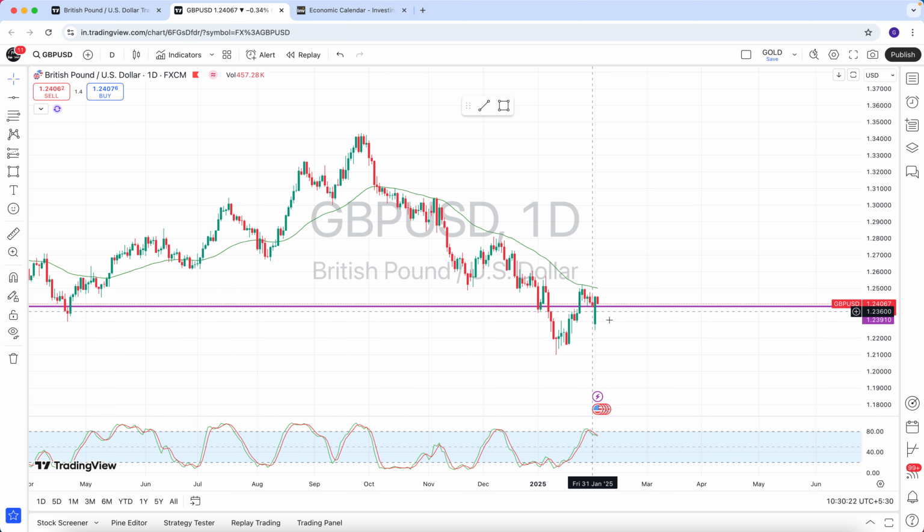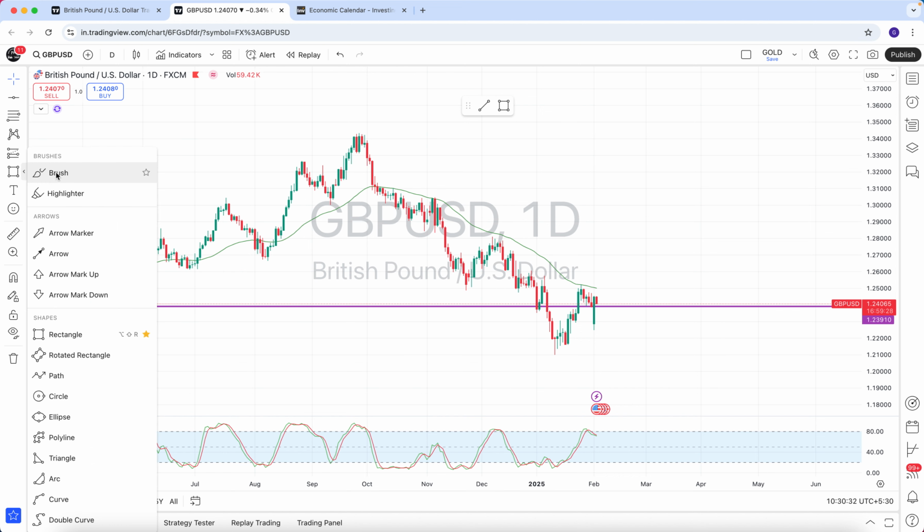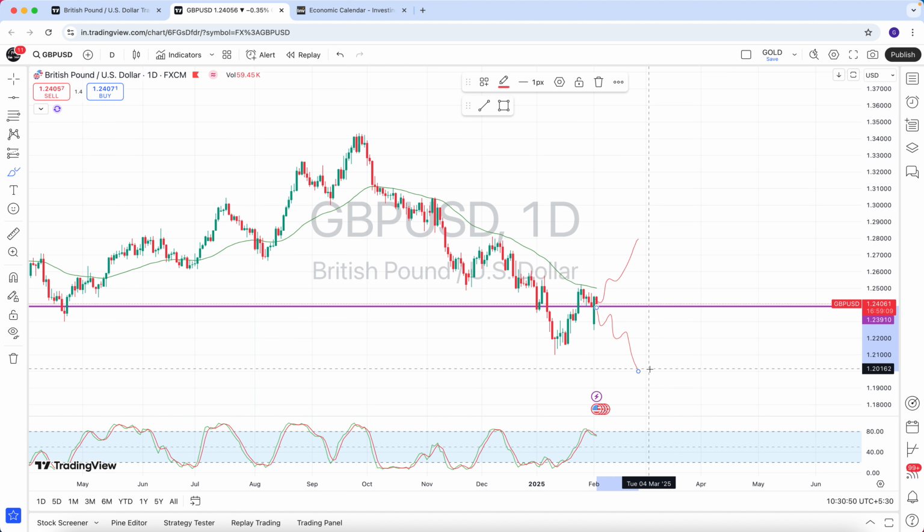And now I would say that it may come back to 1.2391 or 1.2360, and then it has to start climbing up. It has to start climbing up, and my view is this. However, if it goes down and retests this line, then we may see that it goes down.